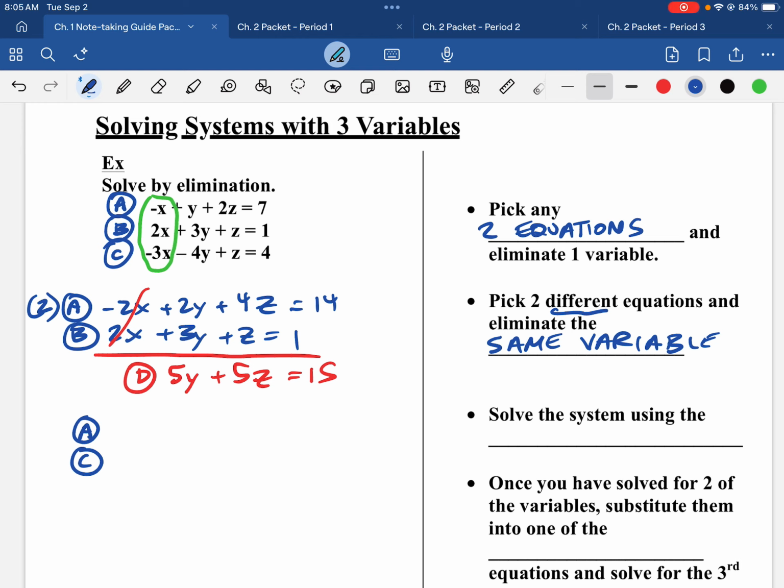Okay, and I'm eliminating the x's, so let's see. If I multiplied equation A by -3, then I'd have 3x and -3x. That's what I want. Okay, so multiplying everything by -3 in equation A. Okay, everything's multiplied by -3.